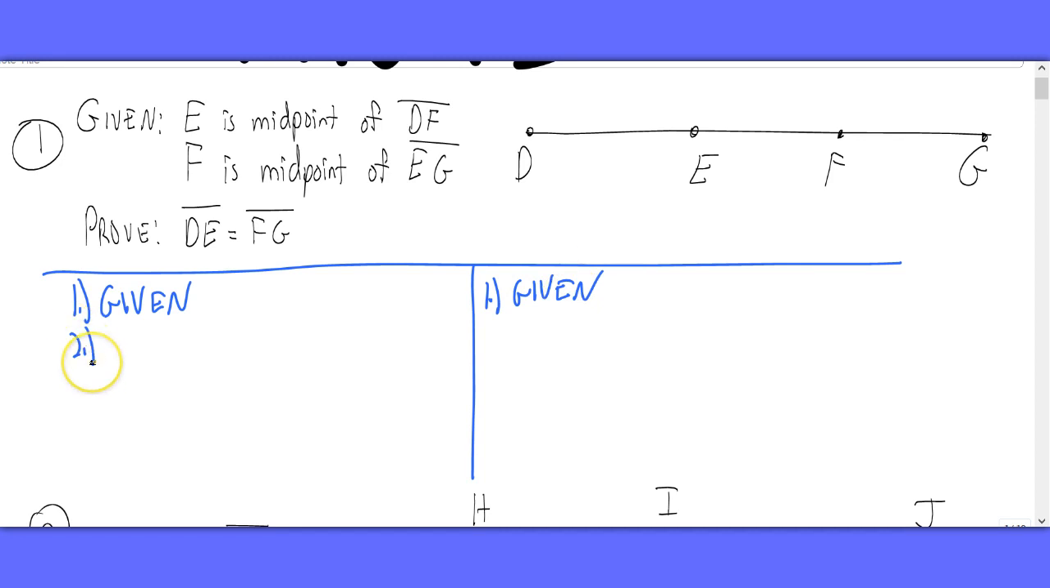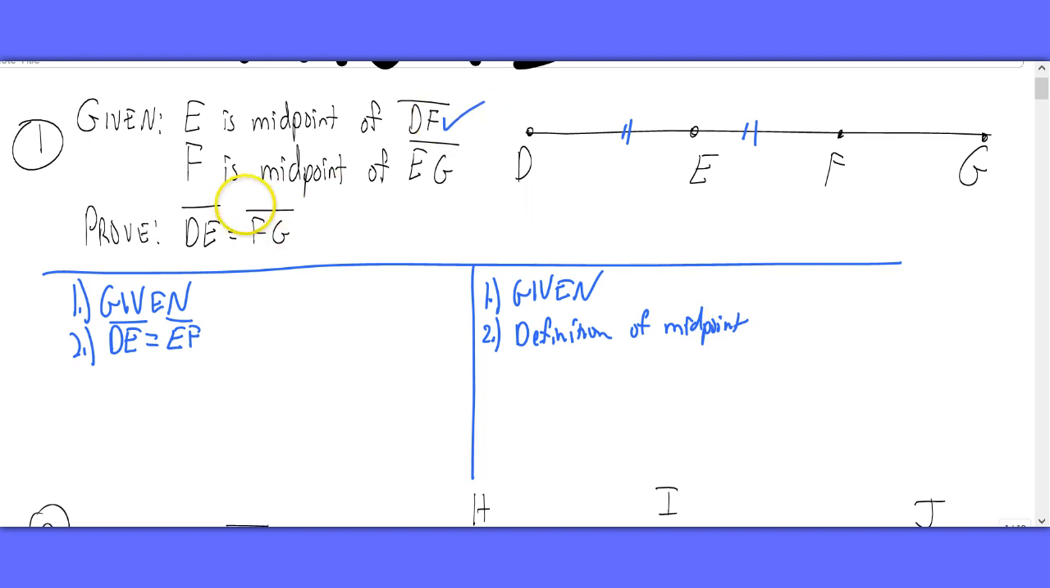Second step, since E is the midpoint of DF, that means that this segment is equal to that one, and we'll say that DE is equal to EF, and the reason for that is definition of midpoint. So we've used this first part of the given.